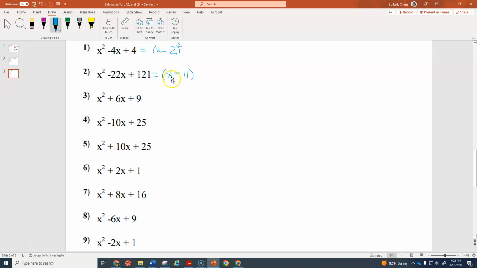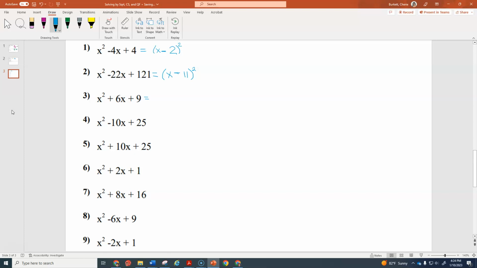X times 11 is 11x. Double it. 11x doubled is 22, which is that number right there. That means this is a perfect square, and the factored form of that perfect square is (x - 11) squared. So I'm just going to do several of these to show you how easy it is.